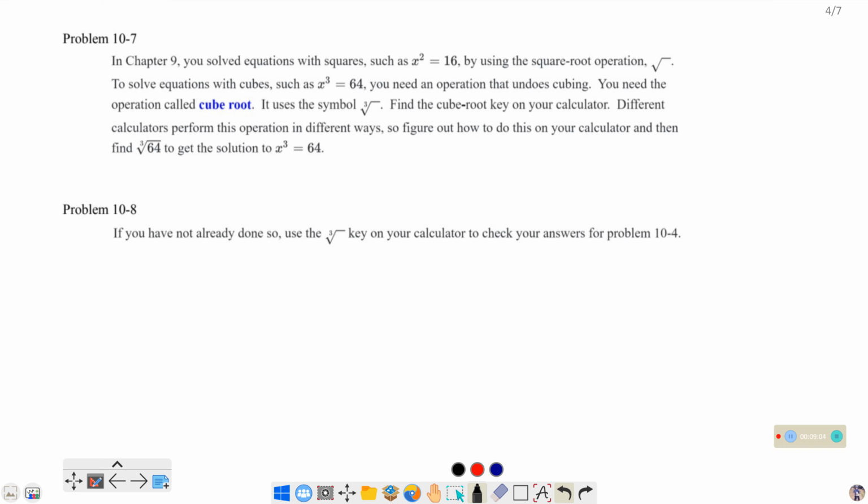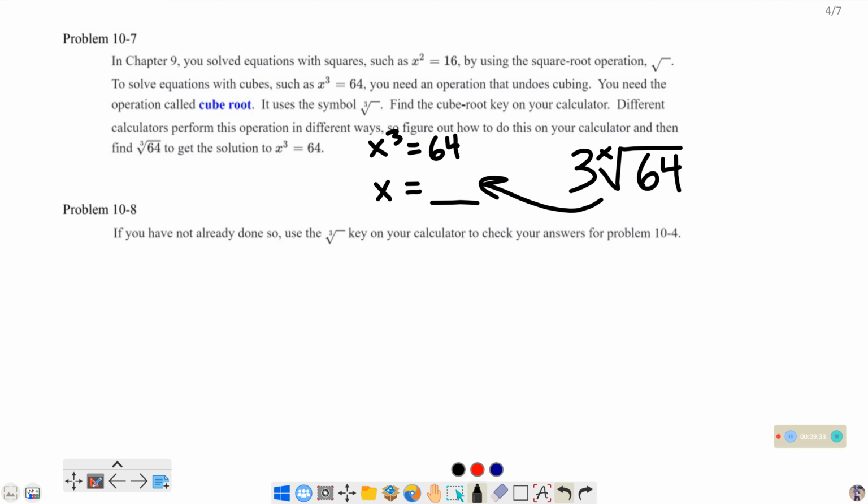Here's what I want you to write. On your paper, write x cubed equals 64. And then underneath it, you are going to write x equals a number. You need that key on your calculator to do the cube root. You have to type the number 3, then the x root, and then your number. That will give you the side length.